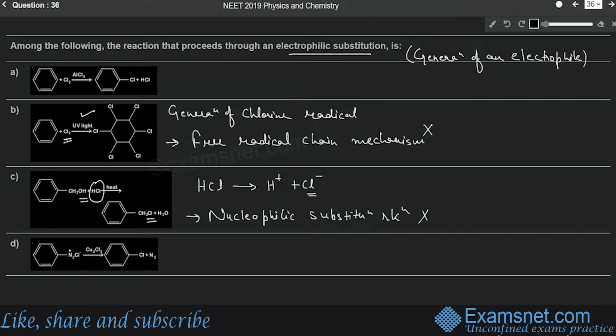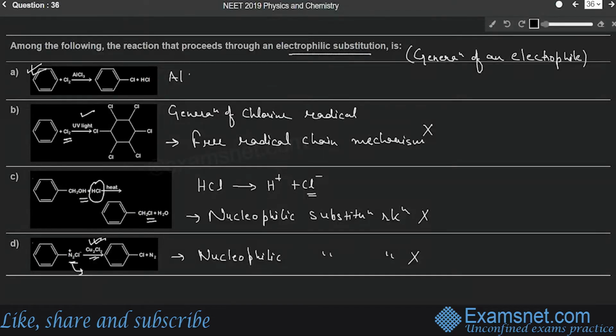Now we come to the last one. This is similar to the third one. Here also we can see that this nitrogen is being removed from here and chloride is being added. Okay. And where will that chloride come from? This one. Okay. So this will break into copper ion and chloride ion. Again the chloride is negatively charged. So this is also the example of nucleophilic substitution, not the electrophilic substitution reaction. So this is also not correct. So the only option left is the first one. So this is the correct answer.